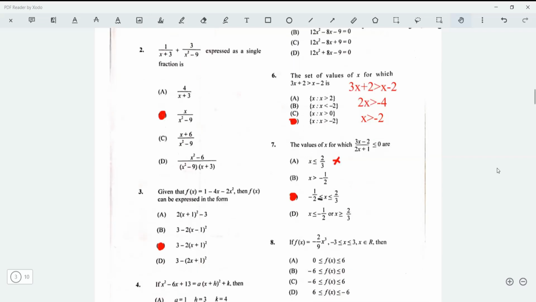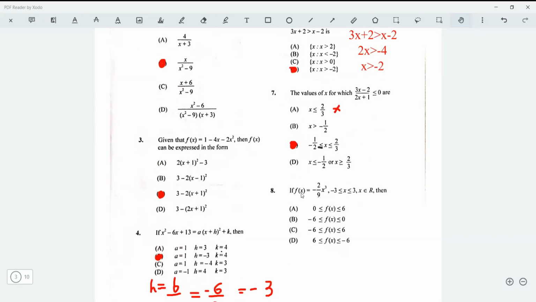Next part now, it says if f of x is minus 2 over 9 x cubed, where x is between -3 and 3, then what is the range? To find the range, what you're going to do is plug in x equals 3 in the function. I can't even bother typing it up, so we're just going to use a calculator. If you plug in 3, minus 2 over 9 multiplied by 3 cubed, look what you get. You get -6, so that's the lowest y value.